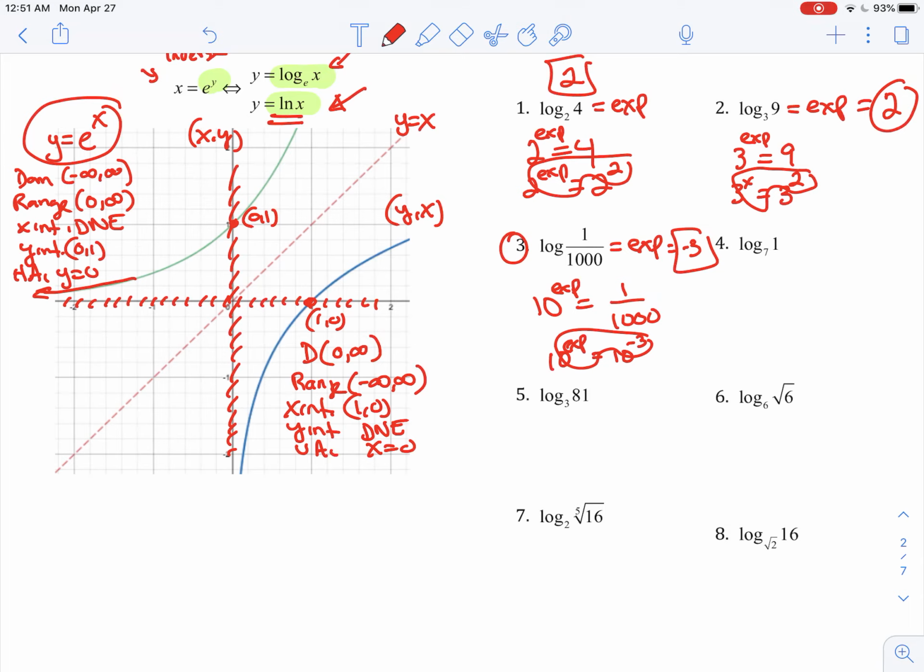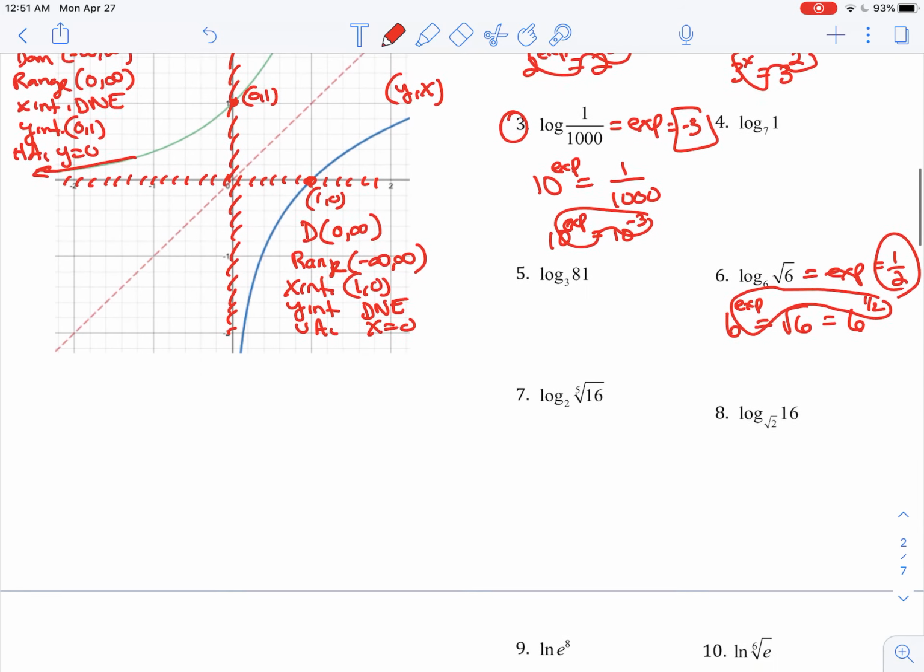If we jump down to number 6. On number 6, again, logs are just ways of expressing exponents. So the log of the square root of 6 base 6 is equal to what exponent? If we take base 6, what exponent do we have to raise it to get the square root of 6? Well, we know that the square root of 6 is just 6 to the 1/2 power. Bases are the same, our exponents are equal, so we know that the log of the square root of 6 base 6 is just equal to the number 1/2.